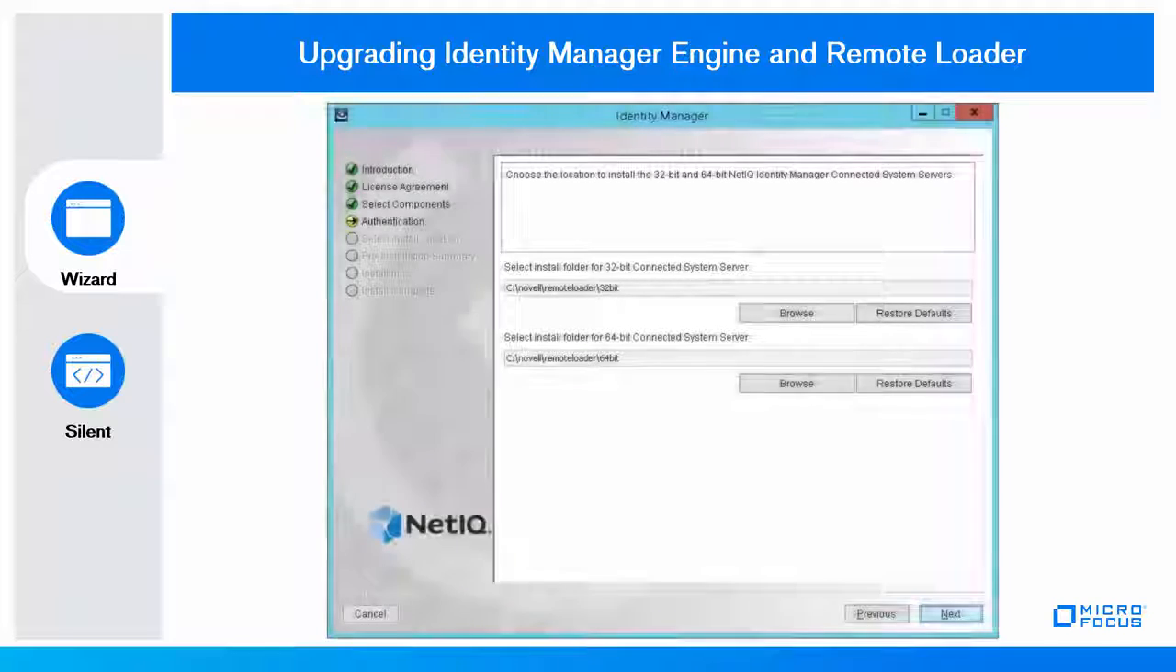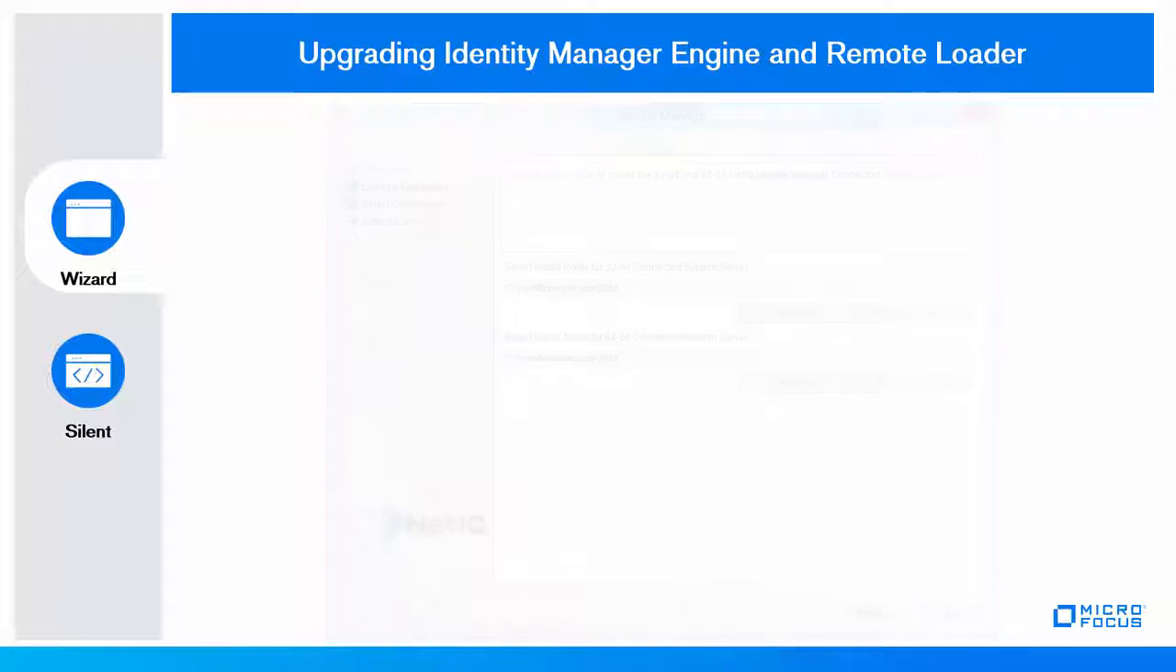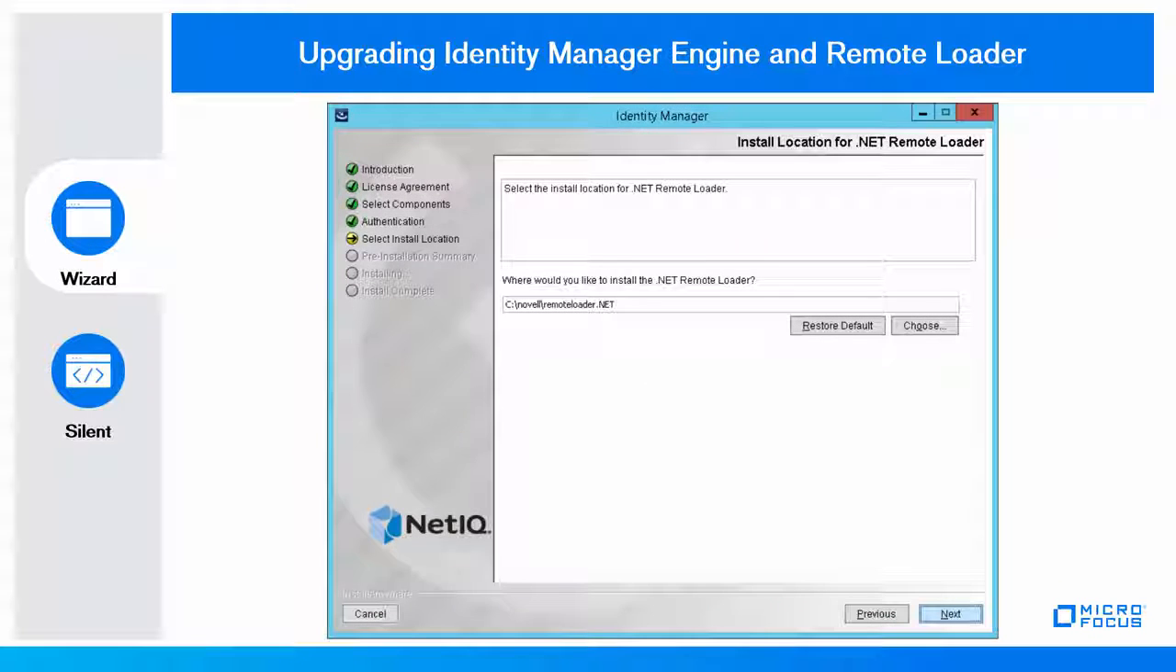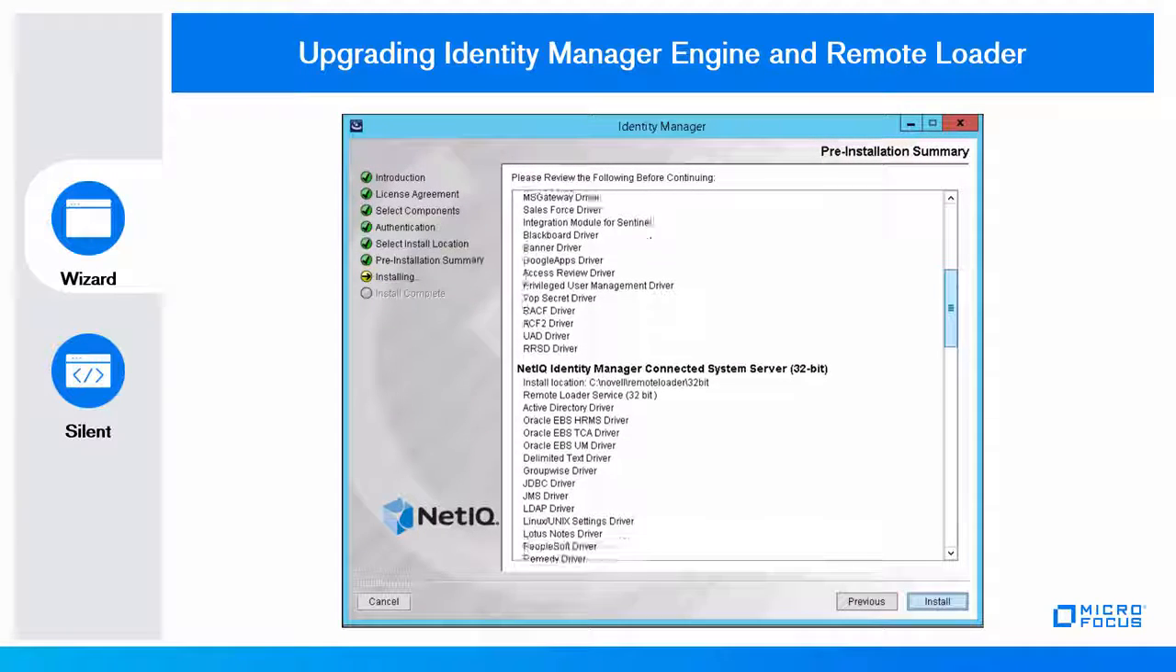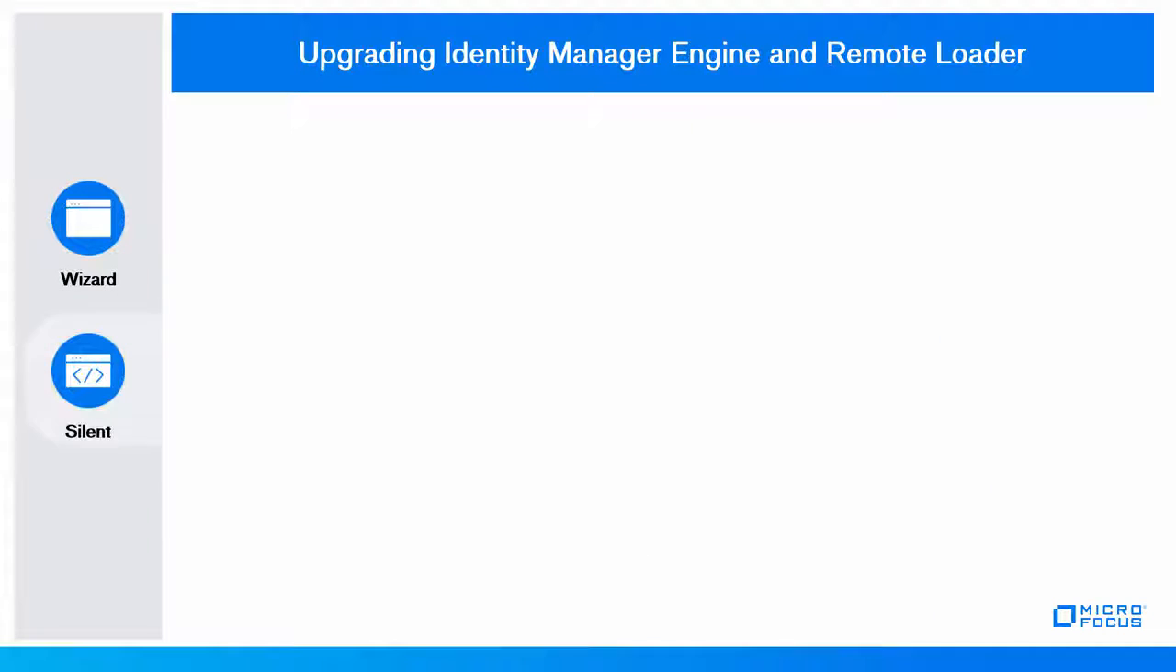Browse the installation path for remote loader, 32-bit and 64-bit respectively. Browse the path for .NET Remote Loader. Browse the path for dir XML utilities. Review the installation summary and click Install. In silent mode.